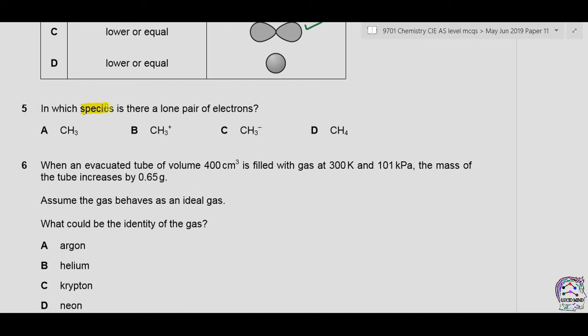Question 5. In which species is there a lone pair of electrons? A is CH3. In CH3 there is no charge that is given, so it means that number of protons are equal to the number of electrons. As carbon has 4 electrons in the outermost shell, so we only have one unpaired electron. There is no lone pair of electrons present. The definition of lone pair of electron is that it is such a pair of outer shell electron that is not involved in bonding.